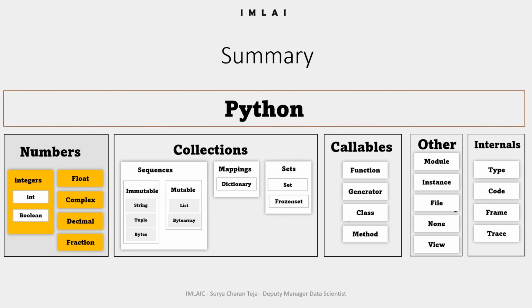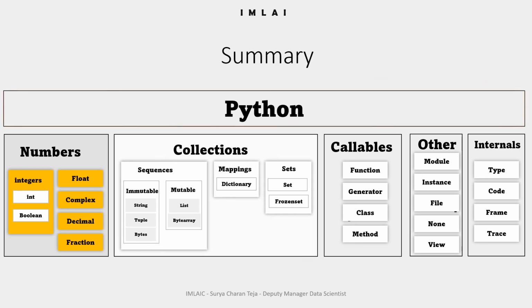And the second category is collections. You can clearly see there it is collections. So here we put all items together and store them in a container. Depending upon the nature of the container, collections are subdivided into different types of objects.